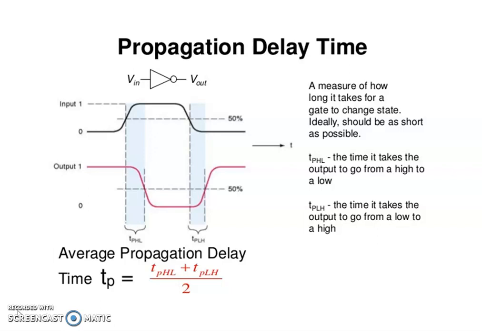The signal through a gate takes a certain amount of time to propagate from the input to the output. This interval of time is defined as the propagation delay of that gate. Propagation delay is expressed in nanoseconds. 1 nanosecond equals 10 raised to minus 9 second.